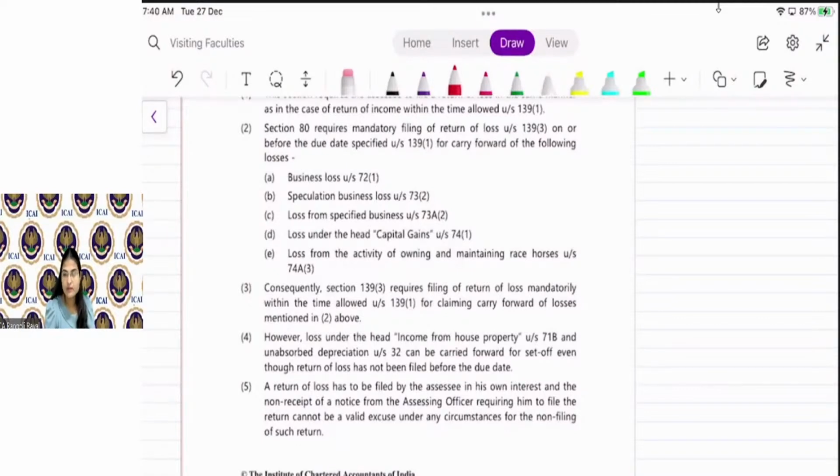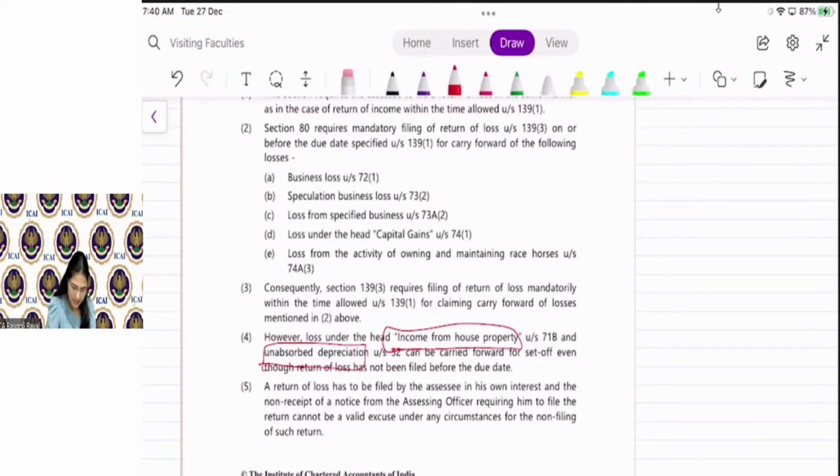That is, return is filed after due date. So only two loss, that is the loss under the head income from house property and unabsorbed depreciation. You can carry forward this two loss even if you have not filed return of income within due date.